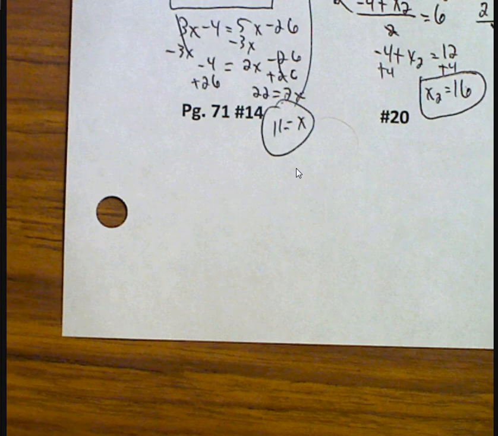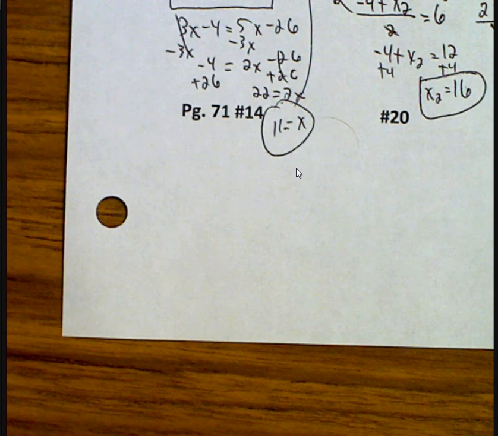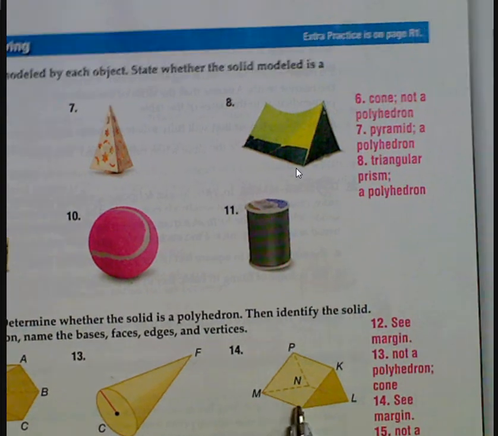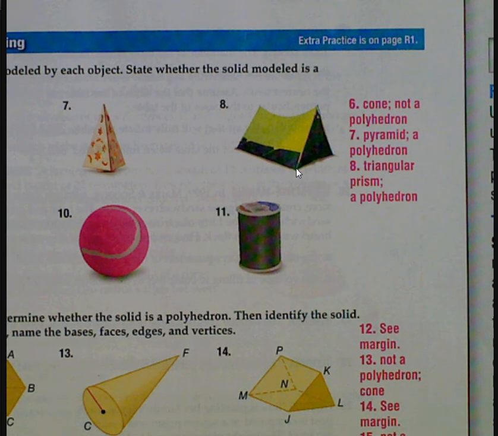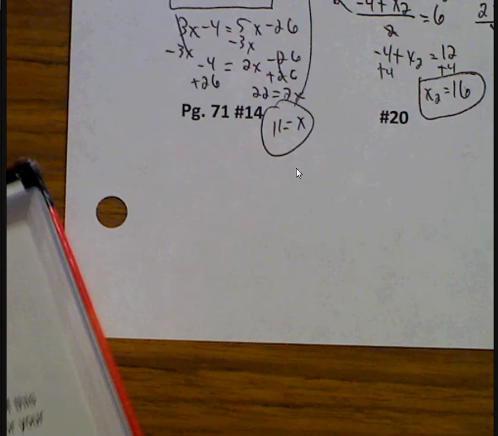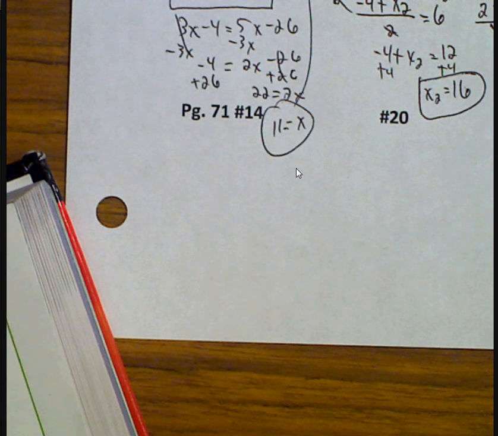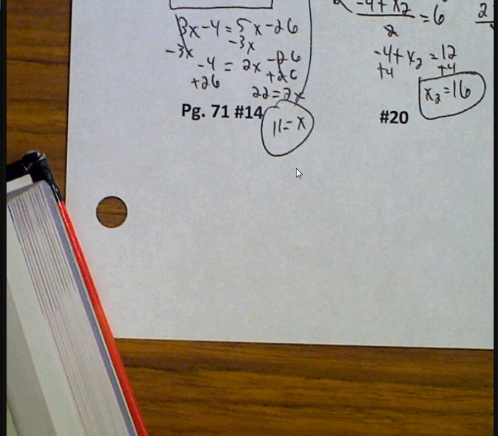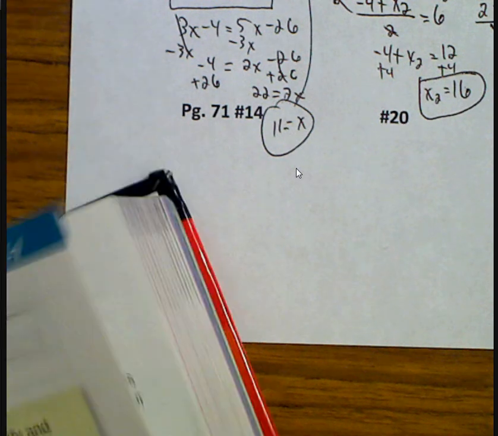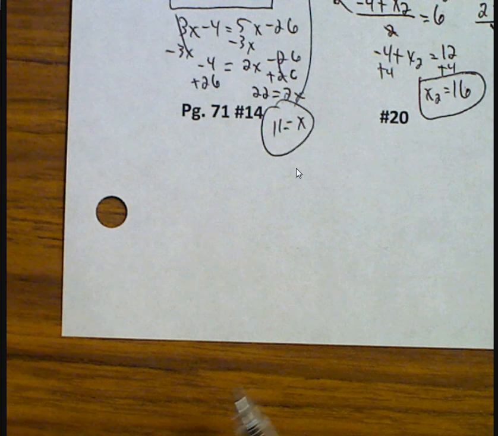Page 71, number 14. It says determine whether the solid is a polyhedron. So this is a polyhedron because there are no circles with it. Everything connects. Identify the solid. So if I were to identify this, I look back. This looks like a triangular prism. So it's a triangular prism.